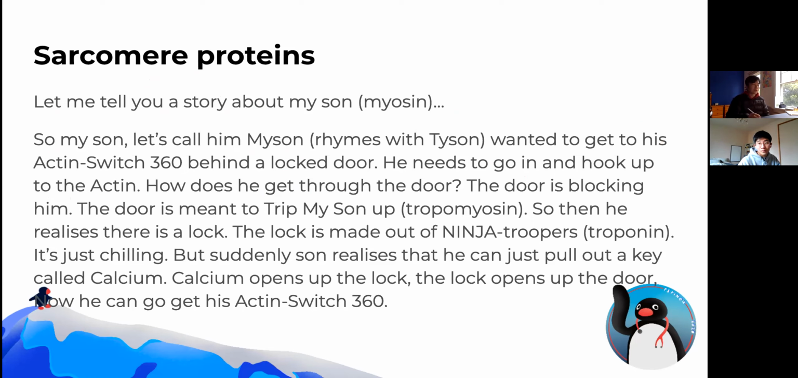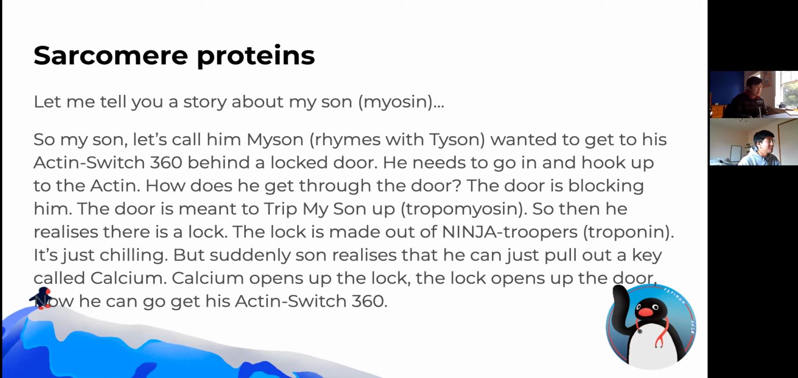So myosin wants to touch the actin. He needs to go in and hook up to the actin. But how does he actually get through the door, right? The door is blocking him. The door is meant to trip my son up. So that kind of sounds like tropomyosin, right? It's tripping him up.